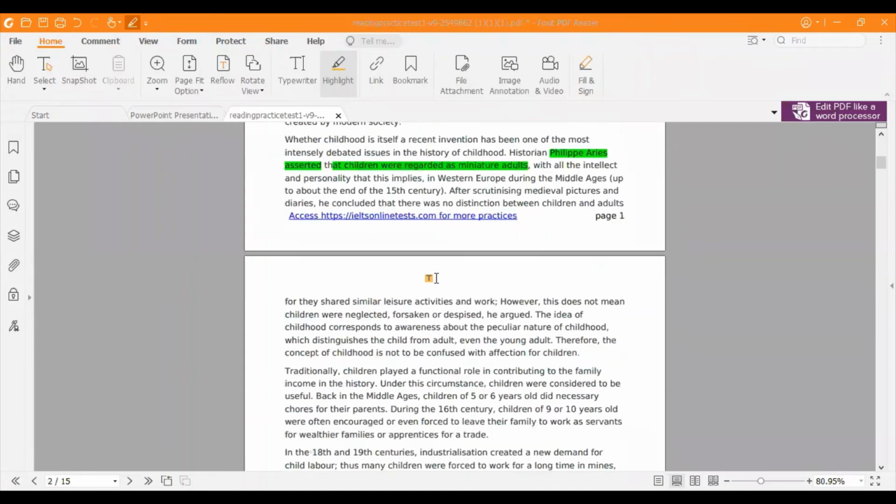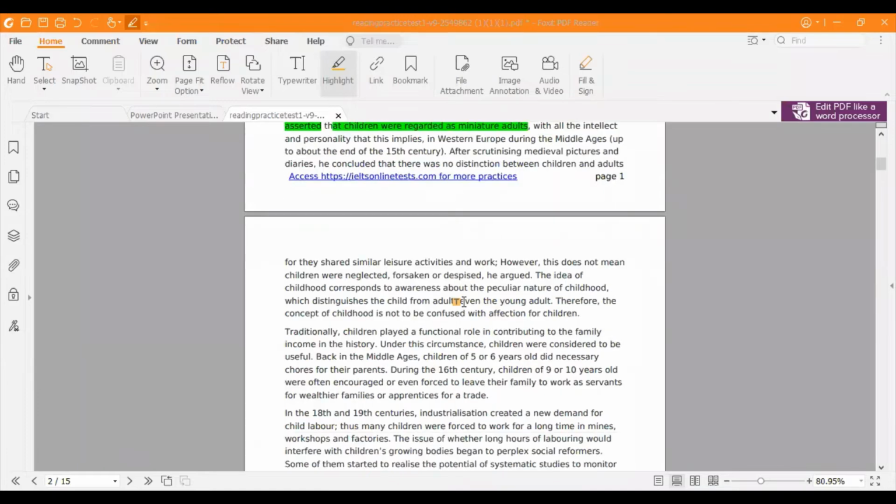Okay. Here for example, we finish this area. All right. You read this area, and you tell me whether it is right, wrong, or not given. Can you try first? Just try.